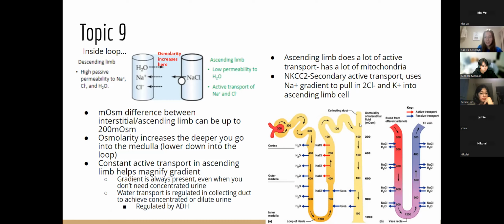It is never the same osmolarity all throughout. Even when you don't need to concentrate the urine, there's still this gradient present. And water transport is regulated in the collecting duct, which is this area, which helps achieve the concentrated or the dilute urine, which is also regulated by ADH through aquaporins.